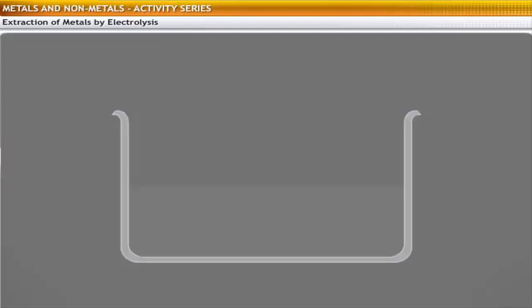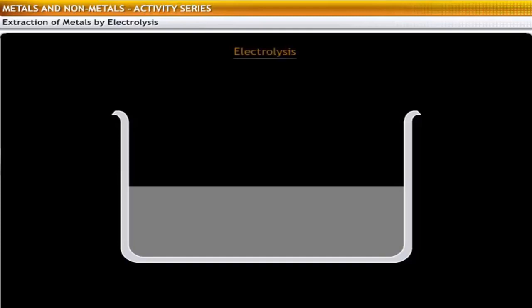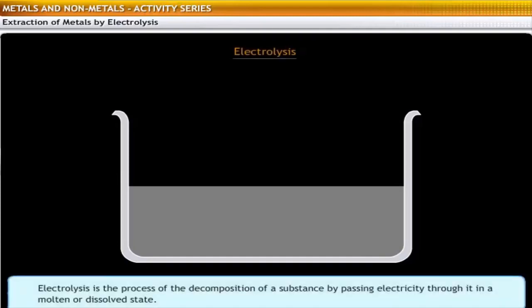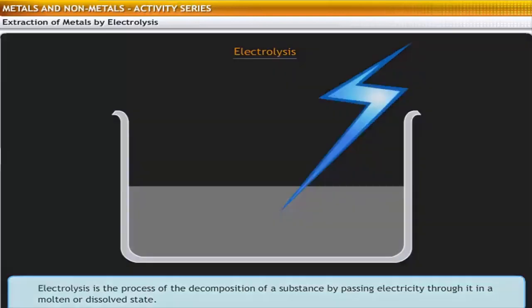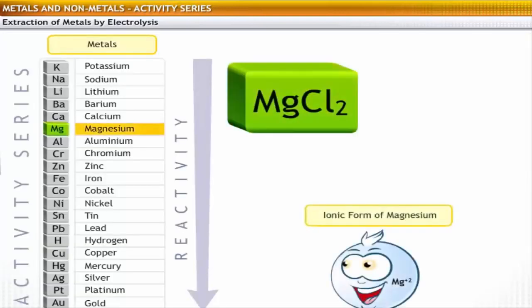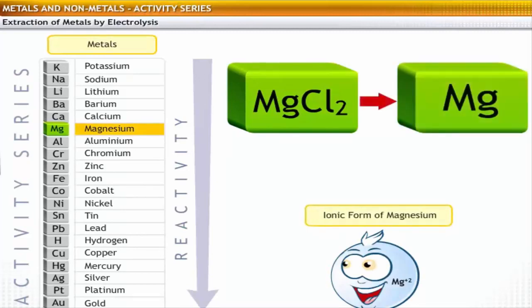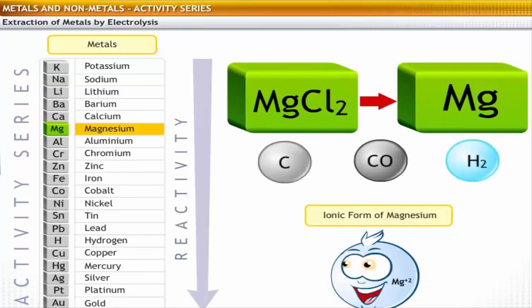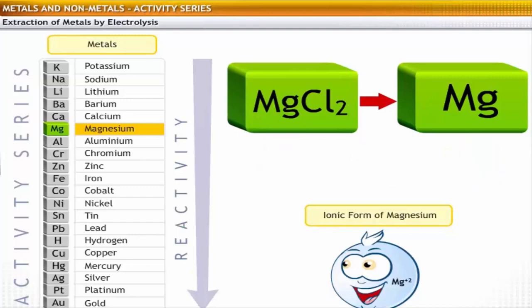Therefore, these metals are refined by another method known as electrolysis. Electrolysis is the process of the decomposition of a substance by passing electricity through it in a molten or dissolved state. Consider magnesium chloride ore. Magnesium is highly reactive and therefore cannot be reduced by common reducing agents like carbon, carbon monoxide, and hydrogen. Therefore, magnesium is extracted by electrolysis.